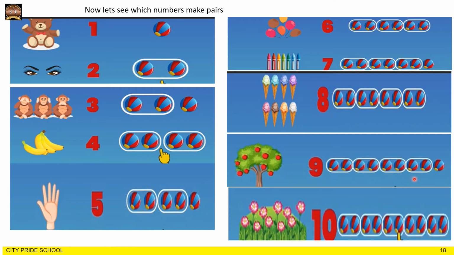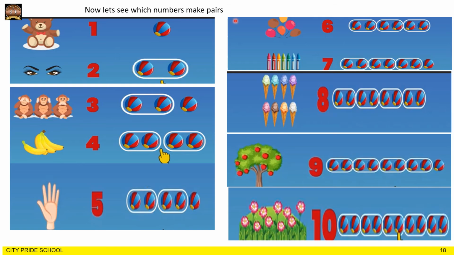And number 10, yes, number 10 can be paired. So these are 2 balls here, 1, 2, 3, 4, 5 sets we get. Okay. So number 10 can be paired equally. So there is no ball left alone.